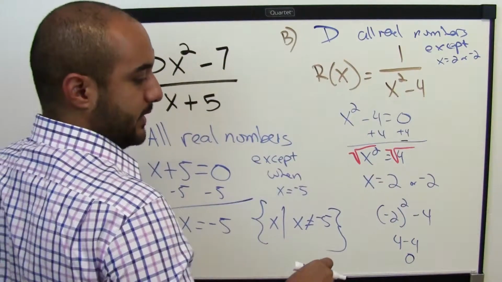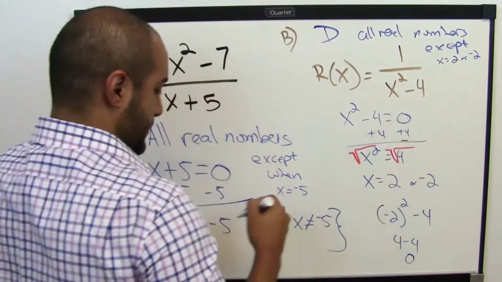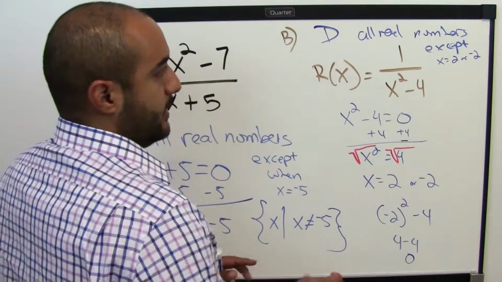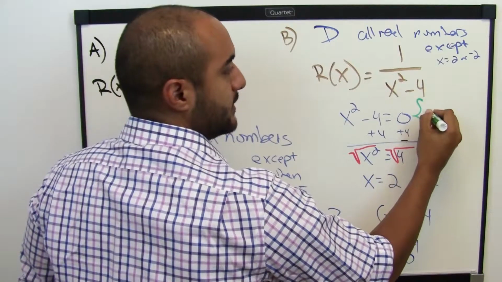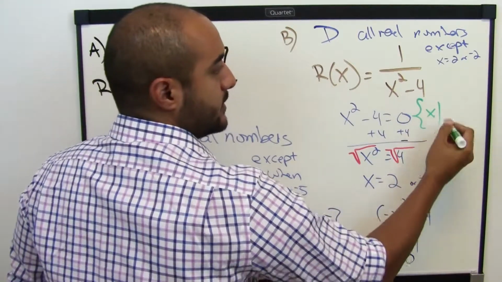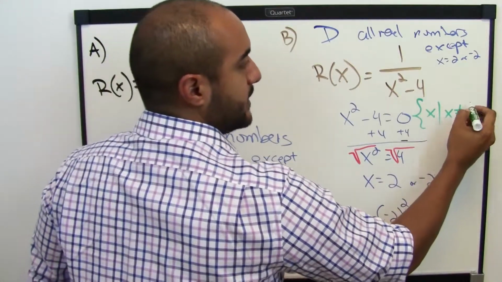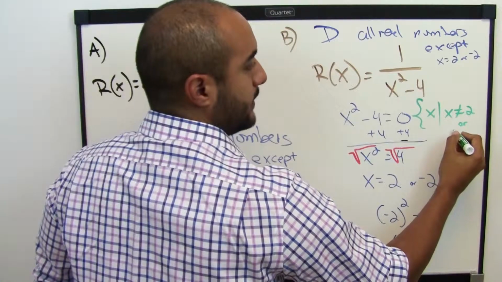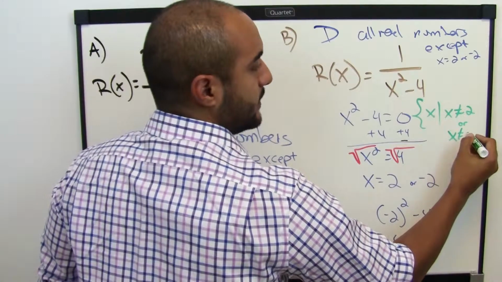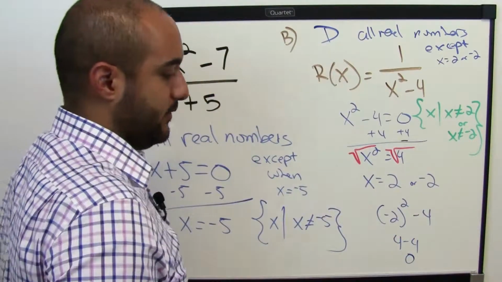Okay, and if you're using the bracket notation, let me just switch colors here. Then I'll say my domain is all real numbers such that x does not equal 2, and x cannot be equal to negative 2. Close bracket. Sorry, I kind of ran out of space there.